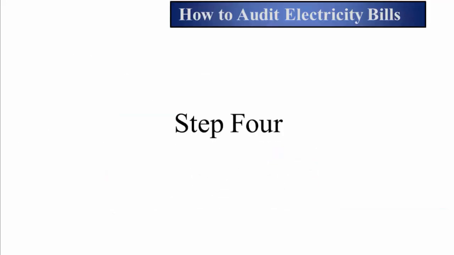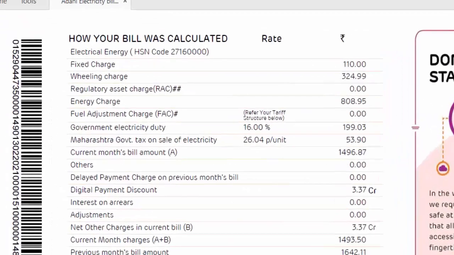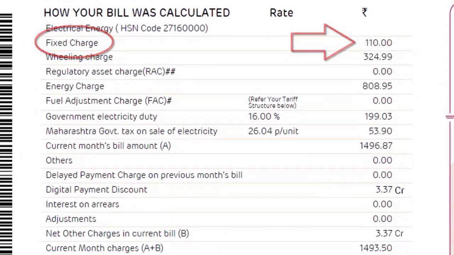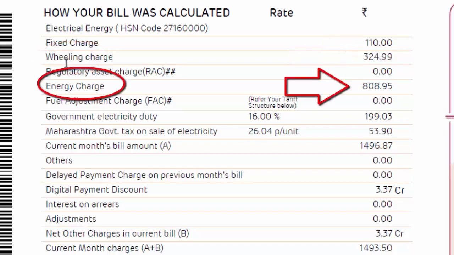Step number 4. To calculate the actual electricity charges. In this example, we see that the fixed charges are 110 rupees. The wheeling charges are 324.99 rupees. This wheeling charge is the cost incurred by the electricity company to buy electricity from other companies. Here we can see that the total energy consumption charges are 808 rupees 95 paise. This is the actual energy charge for your consumption.